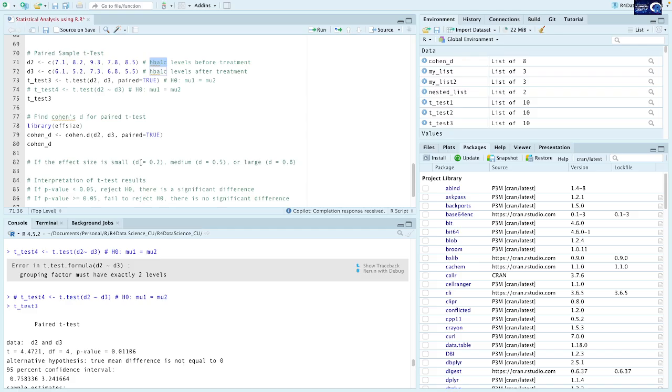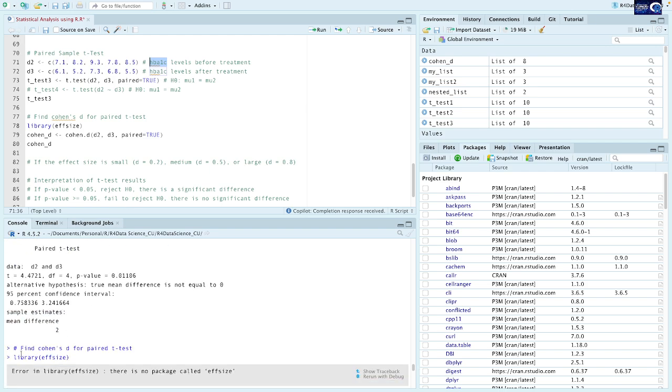So when it comes to the difference, there is a difference. There is a decrease in the score from before and after treatment. The mean difference was 2. Okay, the mean difference was 2. This is also important to indicate in your interpretation.